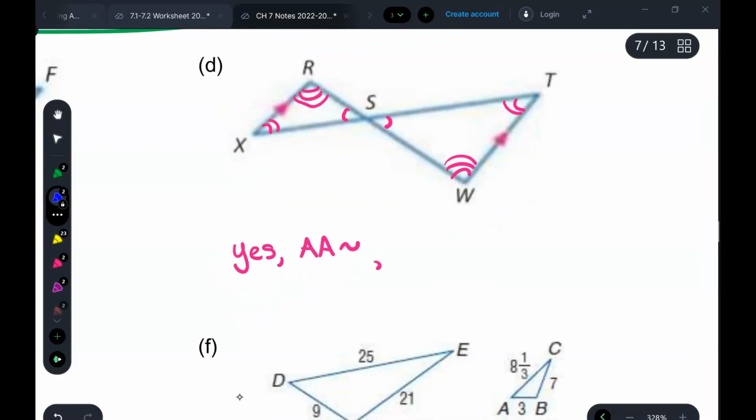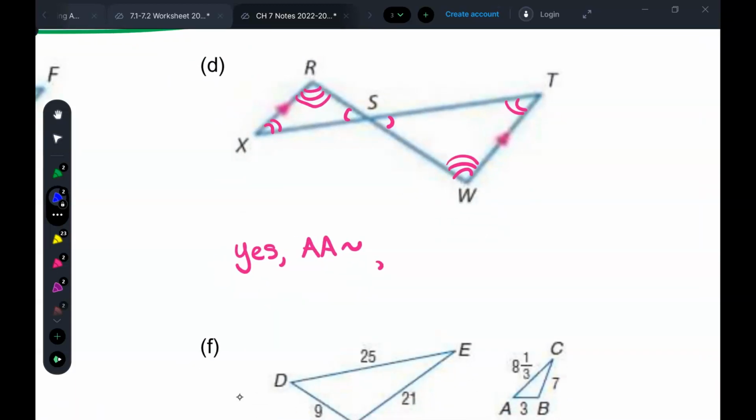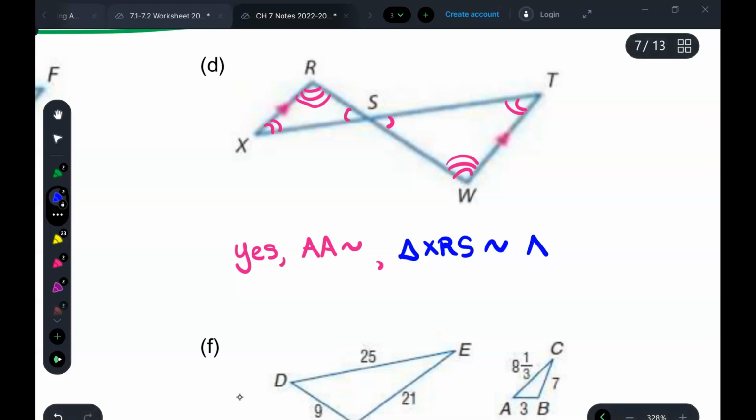Okay, we need a similarity statement. Can you say that? Right, which one? Triangle what? I did XRS similar to TWS. That's good.